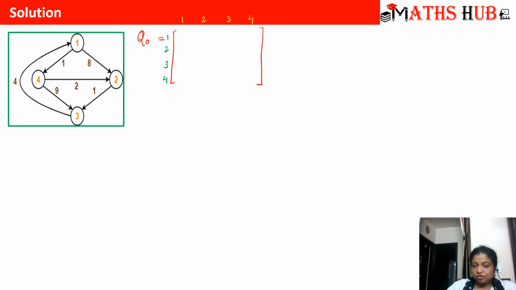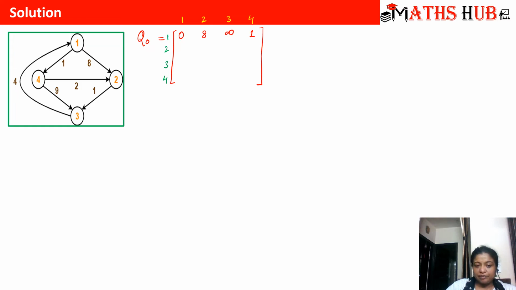Now let us write down the entries in this weight matrix. As I showed you, if the indices are the same, 1 with 1, the weight is 0, since there is no edge connecting 1 with 1. Now, 1 with 2: is there any edge connecting 1 with 2? Yes, and the weight is 8, so we'll write 8 over here. 1 with 3: is there any edge? No. If that edge is not in the edge list, we will put infinity there. Then is 1 connected with 4? Yes, and the weight is 1.